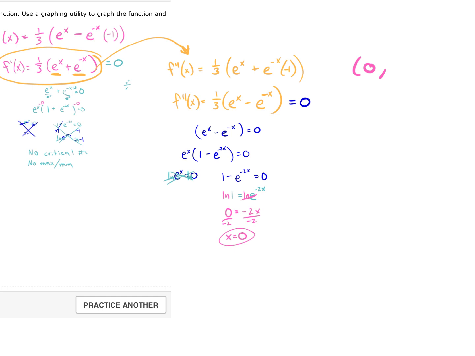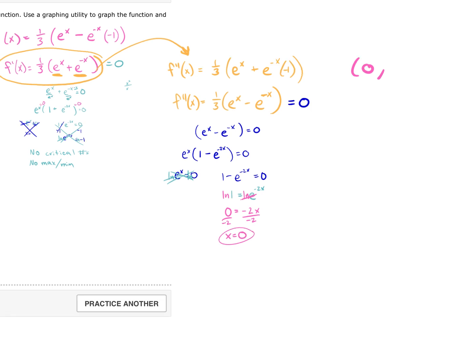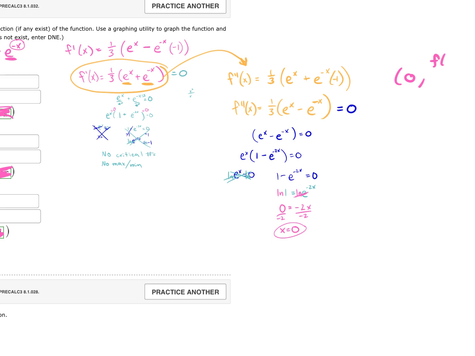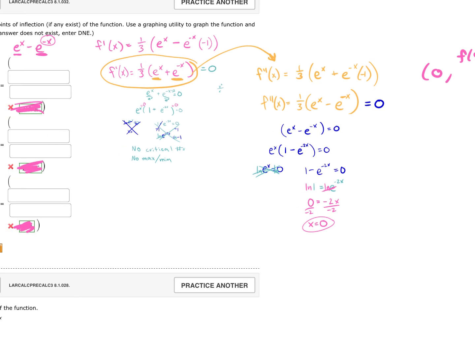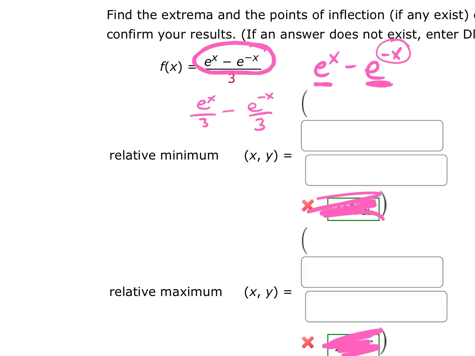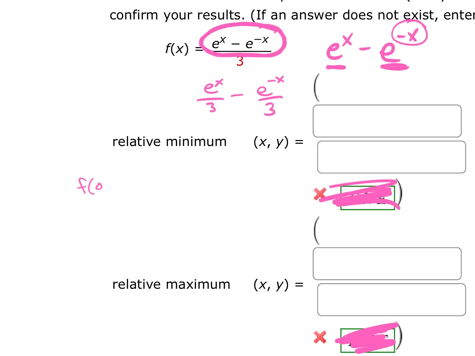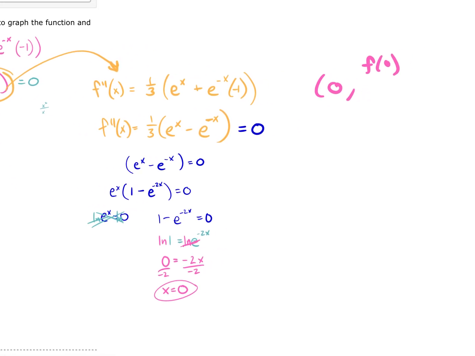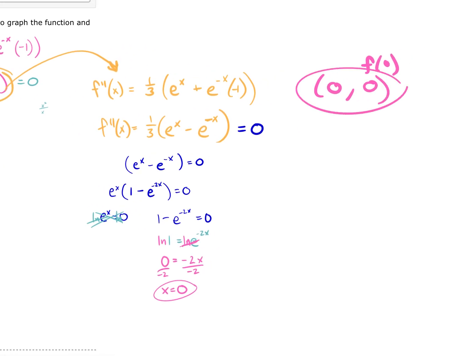How would we find the y value? Plug it into the original. We're finding f of 0. So we have f of 0, e to the power of 0 minus e to the power of negative 0 over 3. What's e to the power of 0? 1. Minus what's e to the power of negative 0? 1. So we have 1 minus 1 on top, which would be 0 over 3, which is 0. So our inflection point, since this was the second derivative, is 0, 0.